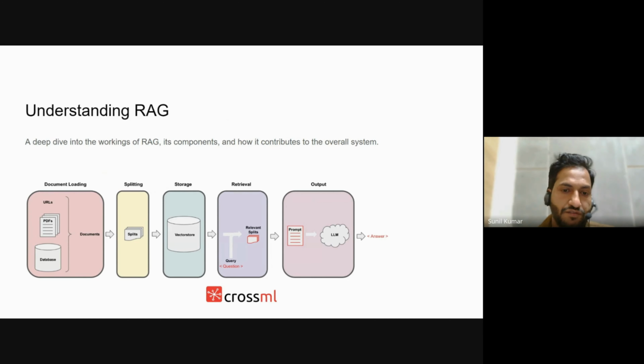Basically, if you see in this figure, the first step is document loading. So document loading, what does it mean? You have various sources.